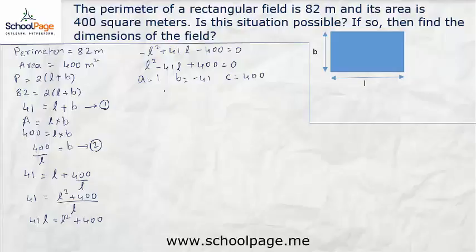The discriminant decides the nature of the roots of the quadratic equation. The discriminant is b square minus 4ac. Now let us substitute the values of a, b, c in b square minus 4ac. We get minus 41 the whole square minus 4 into 1 into 400. Solving this, we get b square minus 4ac as equal to 81. Since 81 is greater than 0, so we can say that b square minus 4ac is greater than 0. So this equation has two real and distinct roots.